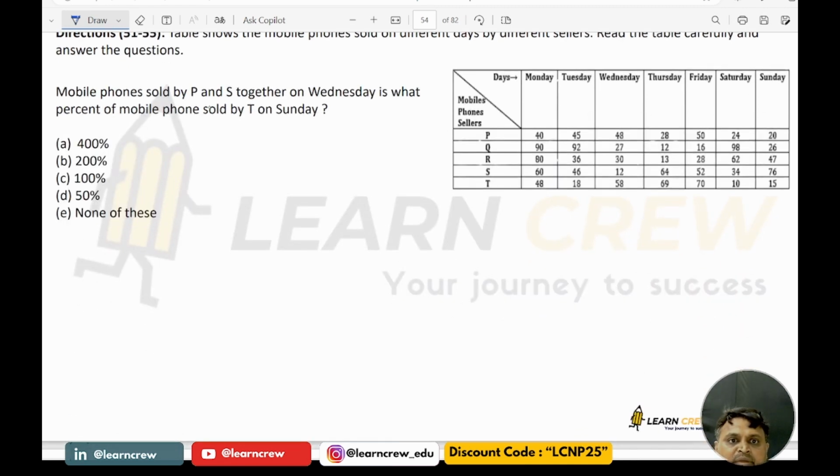Mobile phones sold by P and S together on Wednesday. P and S together on Wednesday how much? 60. 60 is what percentage of mobiles sold by T on Sunday? T on Sunday how much? 15. So it is 400%. 400% is the answer.